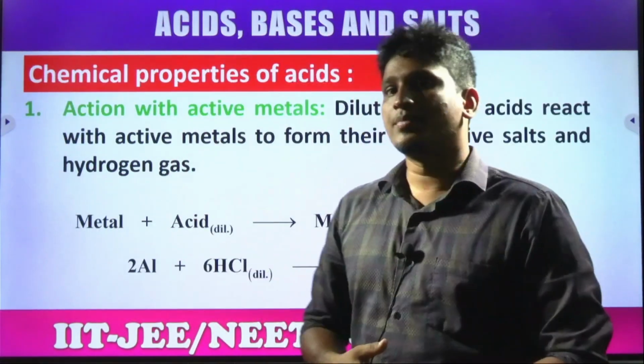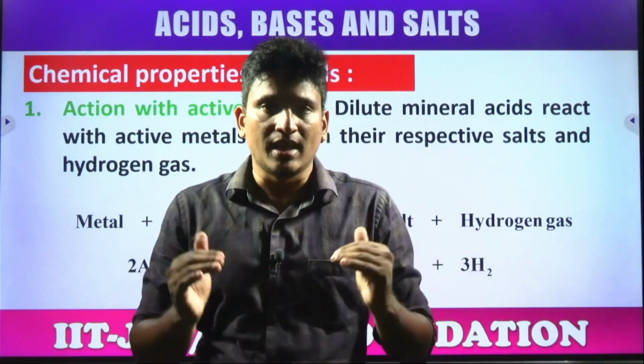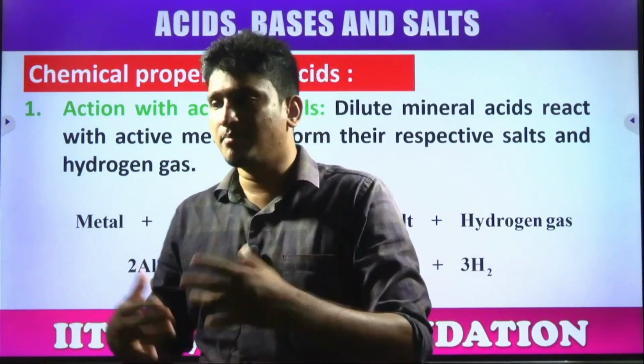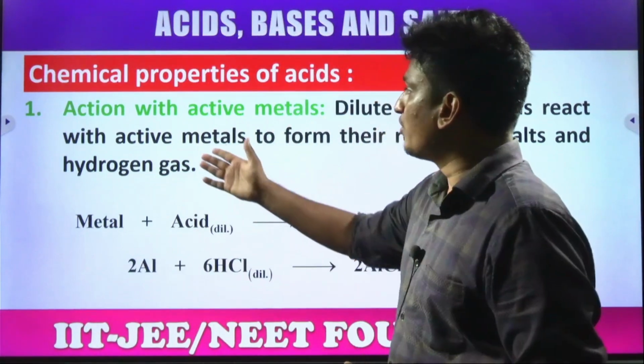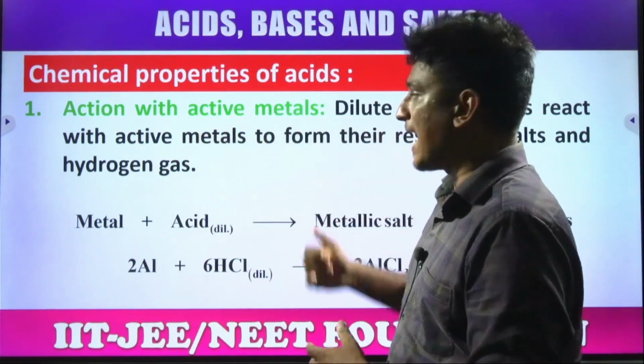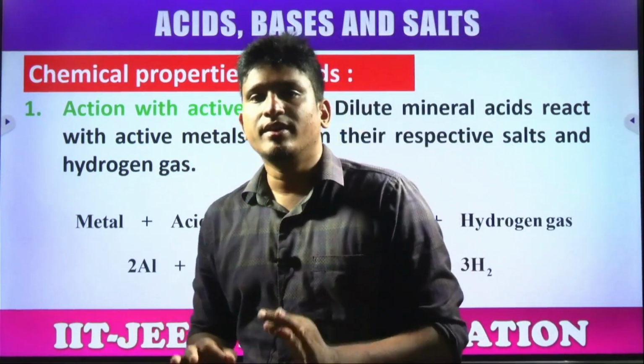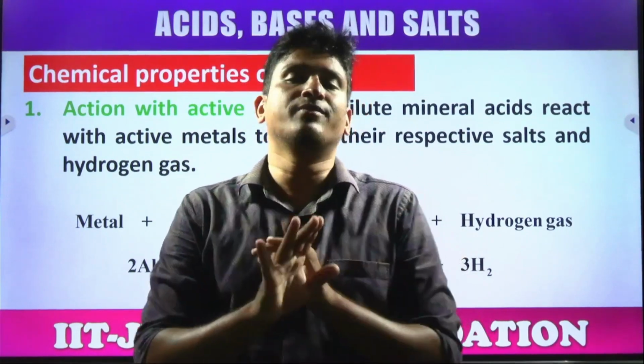Chemical properties means how these acids react with other substances like metals, oxides and so on. So first of all, action with active metals. Acids, when they react with metals, this is a common thing for all the acids.